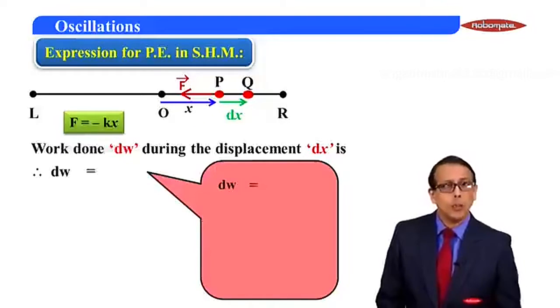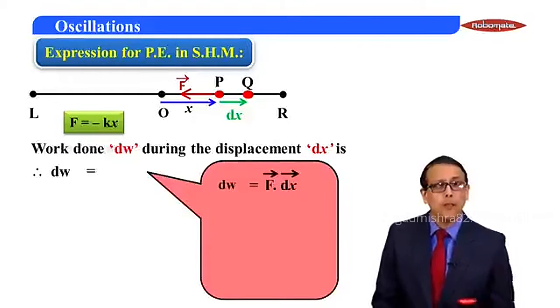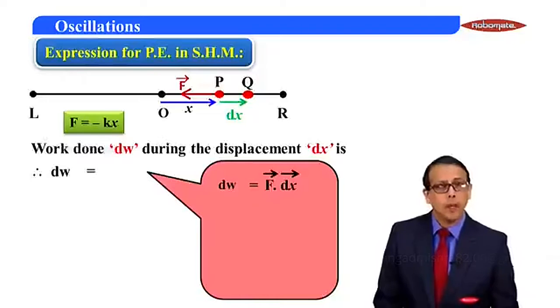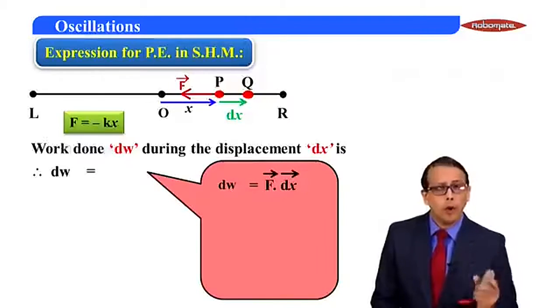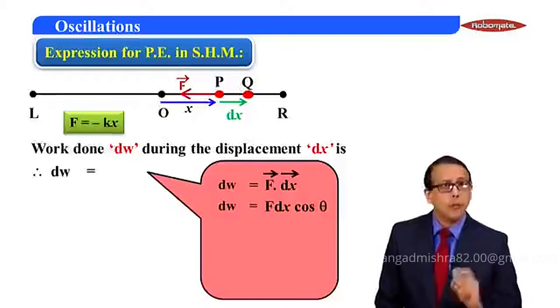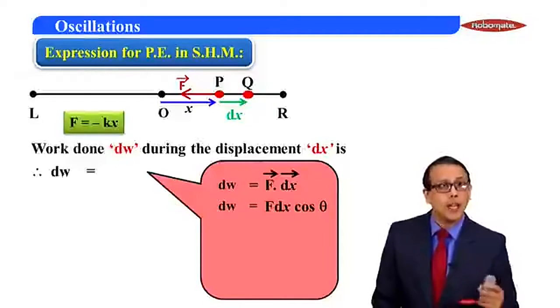we know in physics work done is the dot product of force and displacement. Therefore dw is F vector dot ds vector. By the formula for dot product, dw equals F dx cos theta, where theta is the angle between force and displacement. Now what is the angle between force and displacement dx?